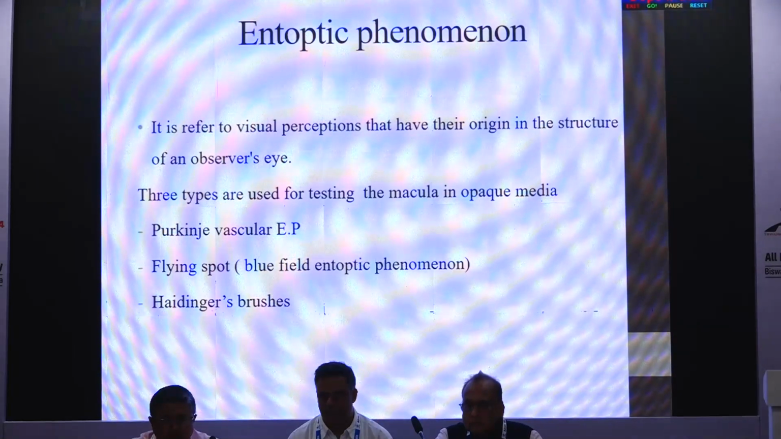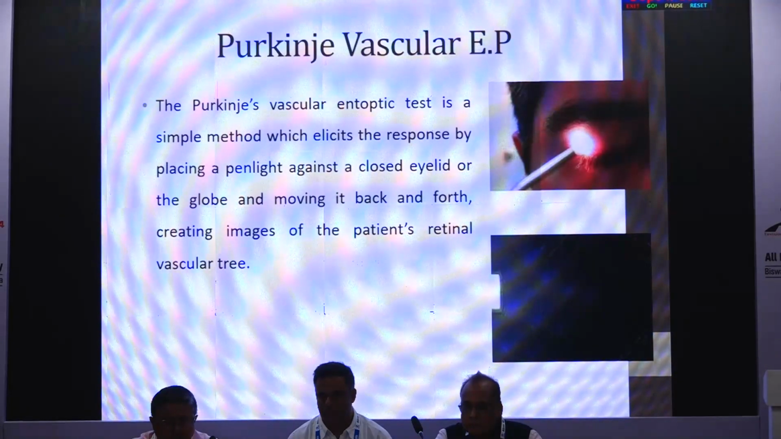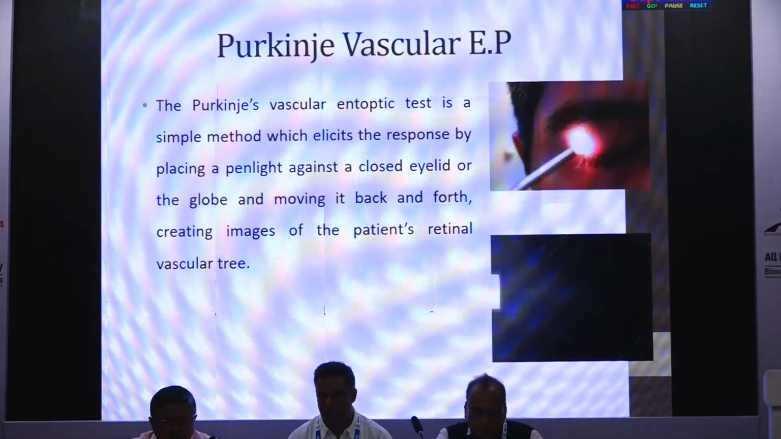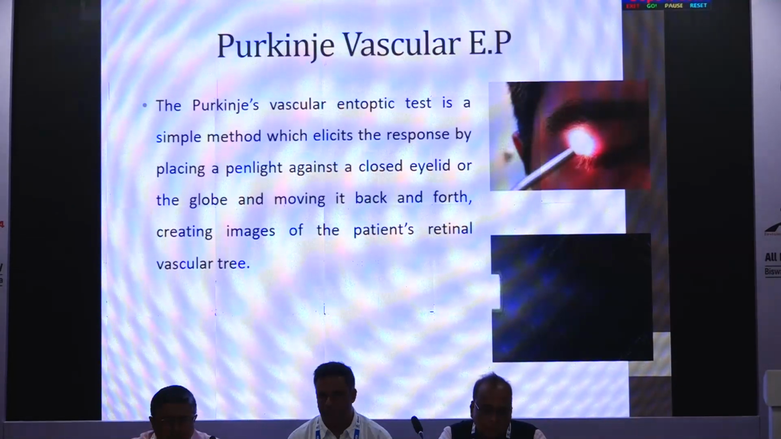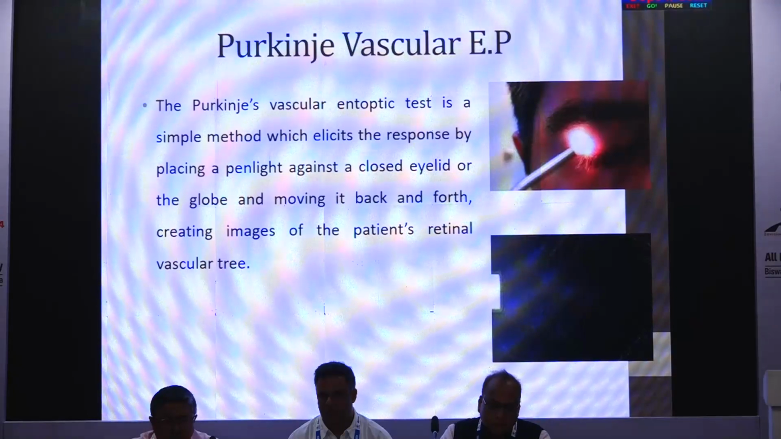And there are 3 entoptic phenomena: Purkinje vascular entoptic phenomena, flying spots, and Haidinger brushes. The vascular phenomenon is elicited by placing a pen light against a closed eyelid or the globe and moving it back and forth, creating images of the patient's retinal vascular tree.